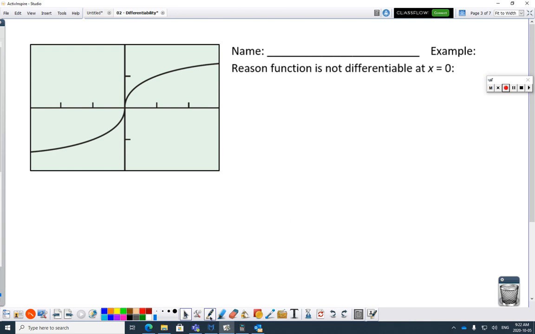Simpler, I think, to talk about. This is just infinite slope. The reason it's not differentiable is there's a vertical tangent at x equals 0. It's similar to a cusp in one way, in that it's heading to infinity from both sides, but you'd almost think, oh, it's smoothly going to it. It's not like a corner, it's going to infinity on both sides.